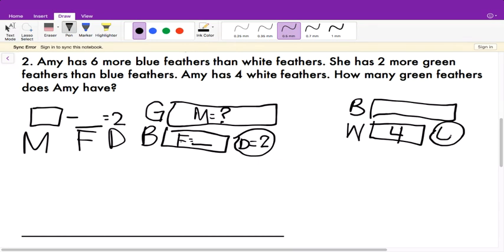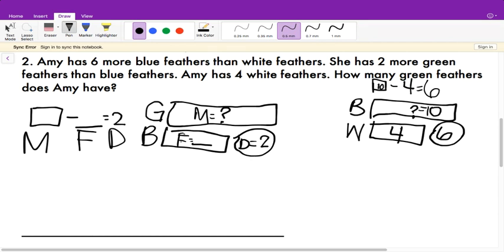And it says in the first sentence, Amy has 6 more blue feathers than white feathers. So that's different. Now, in a comparison bar, these two always add up to the top. Or in other words, here we have box minus 4 equals 6. And 4 and 6 are added together because those are the partners that make up this total. So 4 plus 6 equals 10. So I know that there are 10 blue feathers.